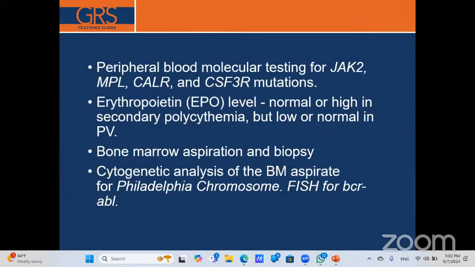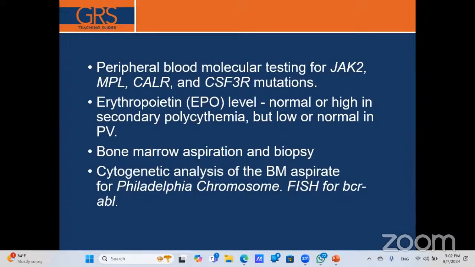Peripheral blood molecular testing for genetic mutations like JAK2, MPL, and CALR mutations. Also, erythropoietin level in suspected cases of polycythemia vera is usually normal or low, while it could be elevated in other causes of polycythemia, usually secondary polycythemia, due to chronic hypoxia in patients who are smokers or at high altitude, or patients who have obstructive sleep apnea.